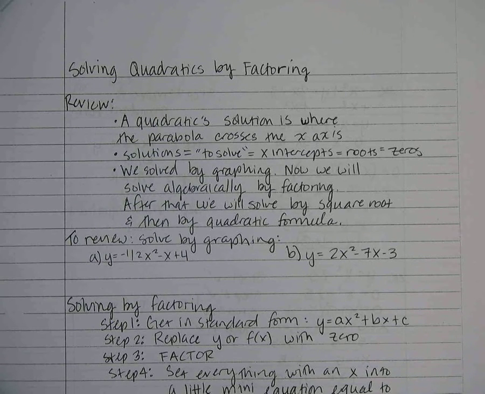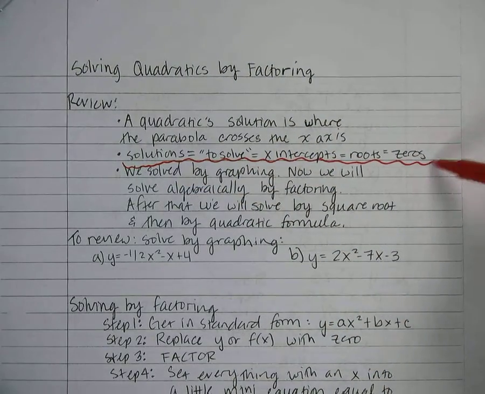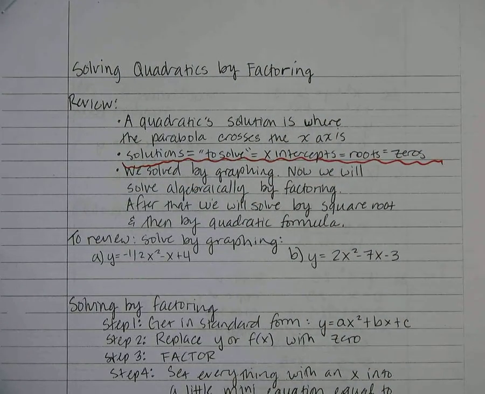So if you remember last time, I know it's been a while since you've looked at it. But anyway, remember that solving a quadratic means to find where the parabola crosses the x-axis. And we learned that solutions also means to solve, which also means the x-intercepts, which also means the roots and zeros, and those all mean the same thing. So we solve by graphing. Now we're going to solve algebraically by factoring.